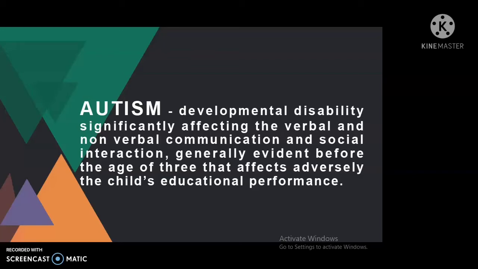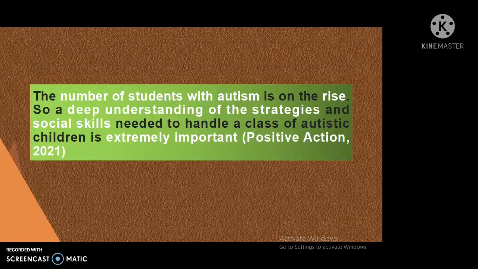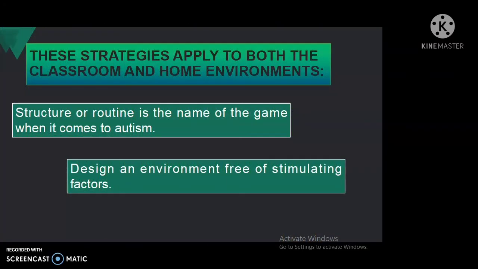How do you teach students with autism spectrum? The number of students with autism is on the rise, so a deep understanding of the strategies and social skills needed to handle a class of autistic children is extremely important. These are strategies applied to both the classroom and home environments. One is structure or routine is the name of the game when it comes to autism. Maintain the same daily routine, only making exceptions for special occasions.